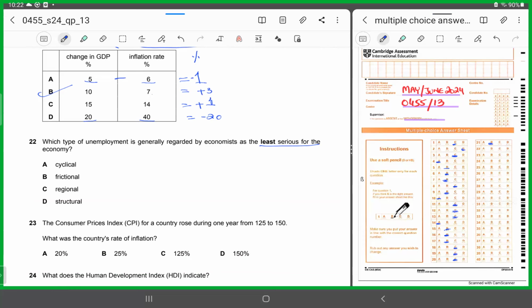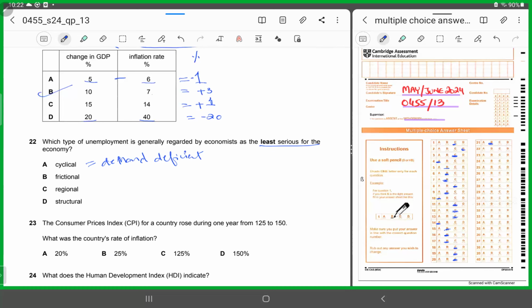A says cyclical. Now, what was cyclical unemployment? Cyclical unemployment is unemployment that is demand deficient, right? Caused by lack of aggregate demand, right? So this is demand deficient unemployment. Is this serious or not serious unemployment? Yes, this is serious unemployment. They're saying which is the least serious. Frictional. Yes, frictional is the least serious.